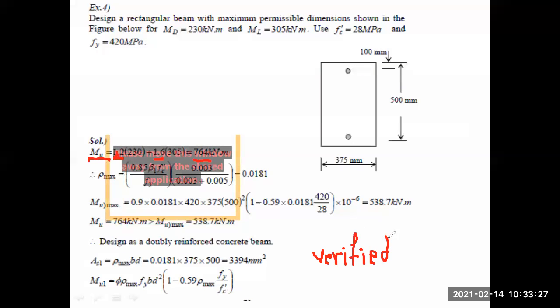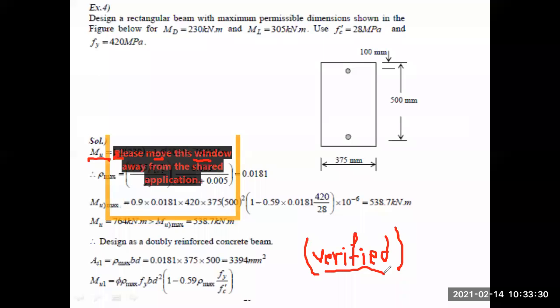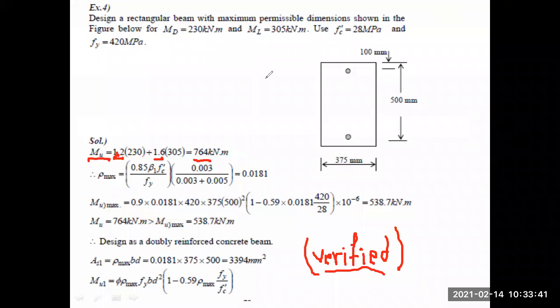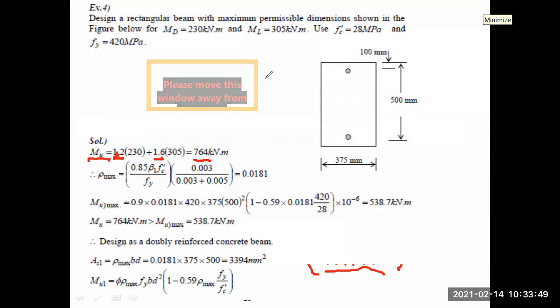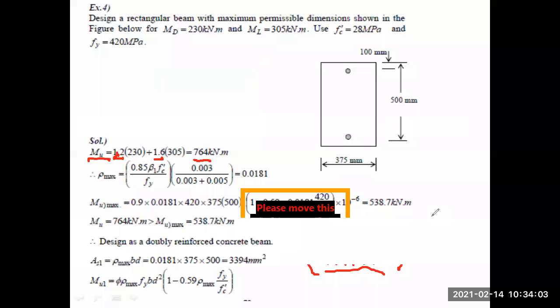All the time you need to verify if the section is singly or doubly. If singly, we design it based on singly. If doubly, then we design it with steel reinforcement in the compression zone beside the tension zone. Any question? No question.